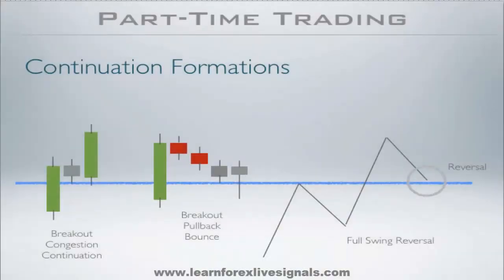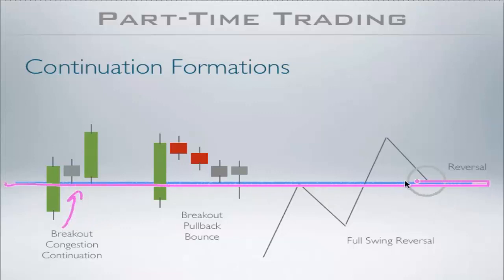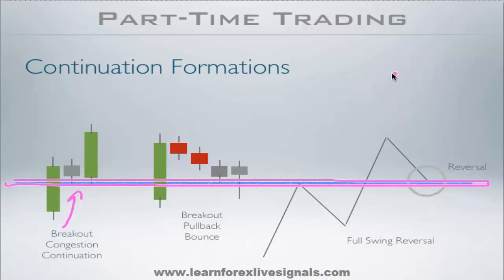For the sake of simplicity, as in previous videos, I'm going to be explaining these three formations assuming we have a level of horizontal support and resistance. In this case, resistance, since price is coming from below. This blue line is going to signify a level of resistance on the daily, weekly, monthly, whatever. But obviously we will also be able to find these formations out of trend lines.